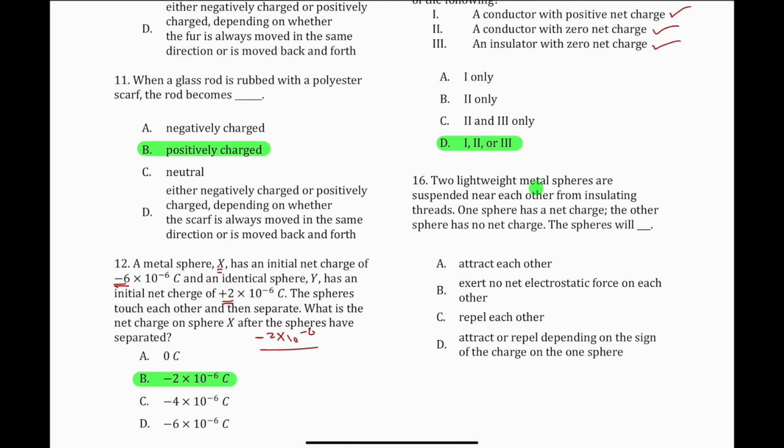16. Two lightweight metal spheres are suspended near each other from insulating threads. One sphere has a net charge, the other sphere has no net charge. The spheres will attract each other. A.